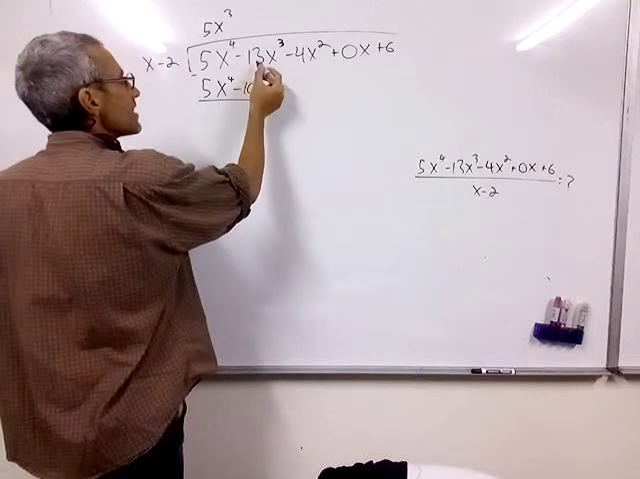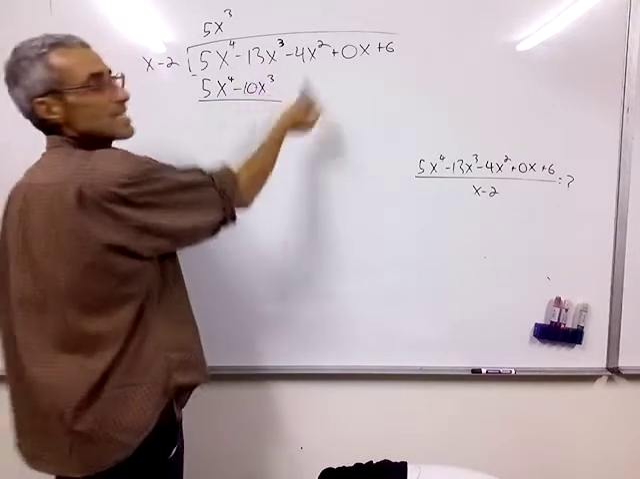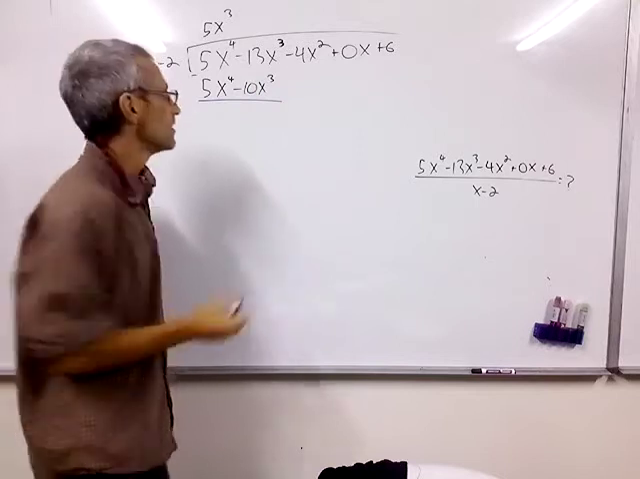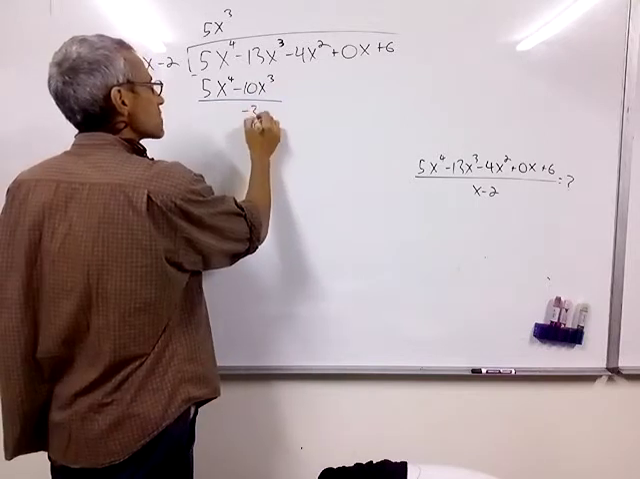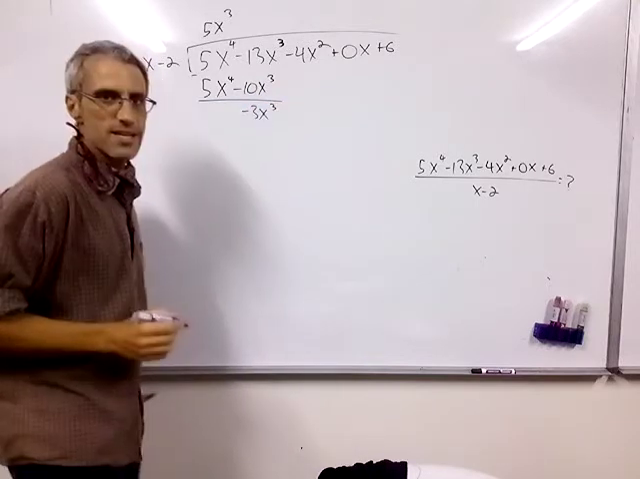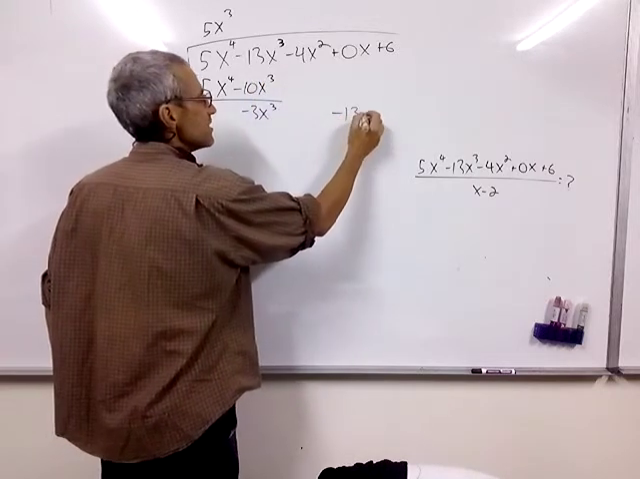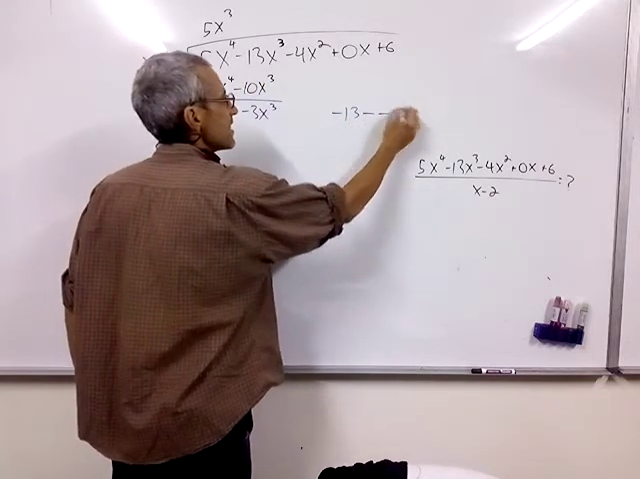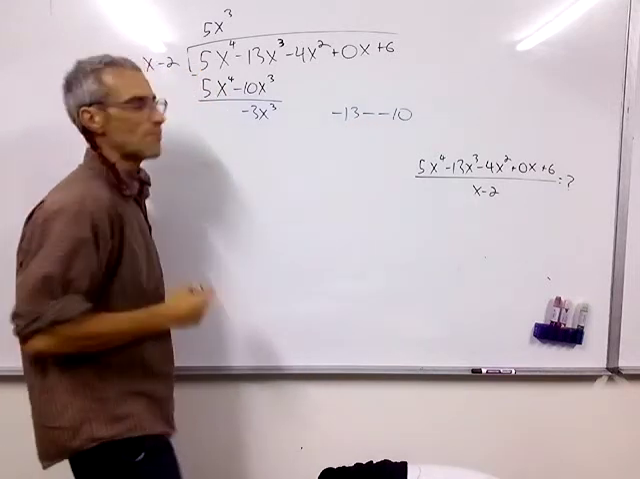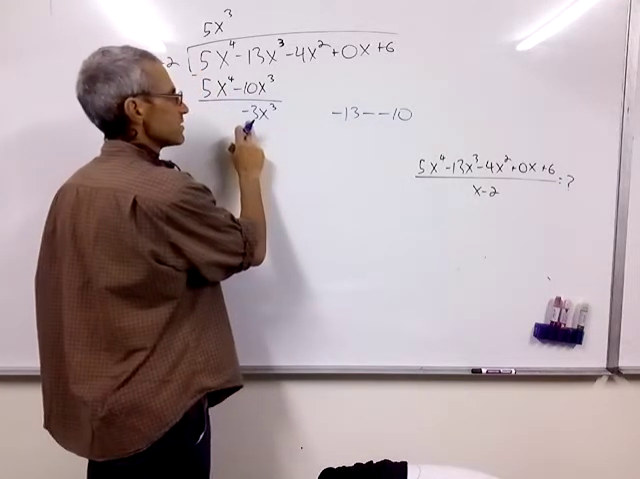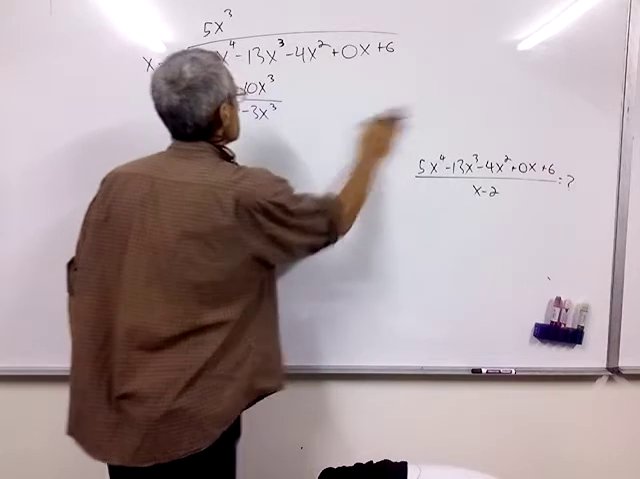So what is minus 13x cubed minus 10x cubed? The answer is going to be minus 3x cubed. I'm hoping that is clear enough for you, because I've got minus 13, I'll write it here, minus 13 minus 10. So that's the same as minus 13 plus 10. So the answer is minus 3x cubed.